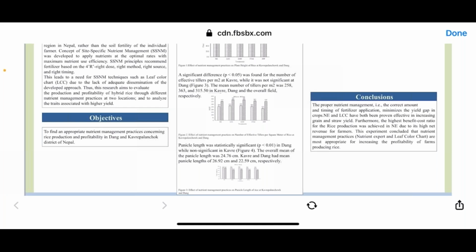According to BLUE estimates, the straw yield and harvest index were both affected by nutrient management and location interaction. Furthermore, all the tested traits were found positively correlated with the grain yield of rice. This experiment concluded that nutrient management practices are most appropriate for increasing the profitability of farmers producing rice.